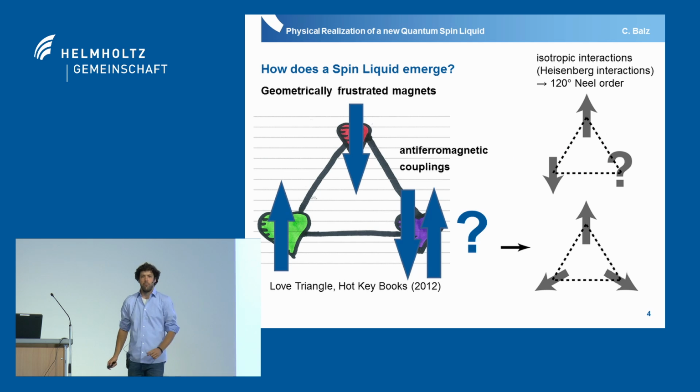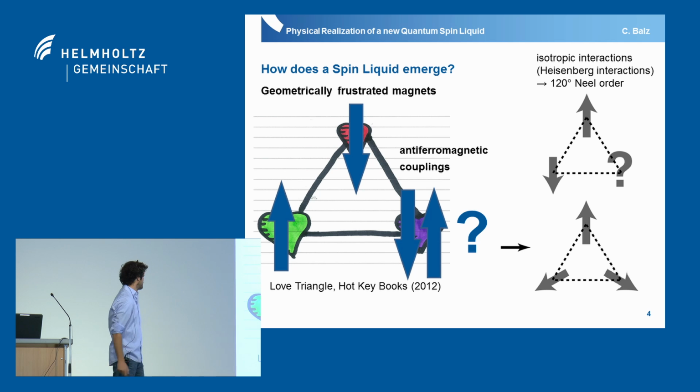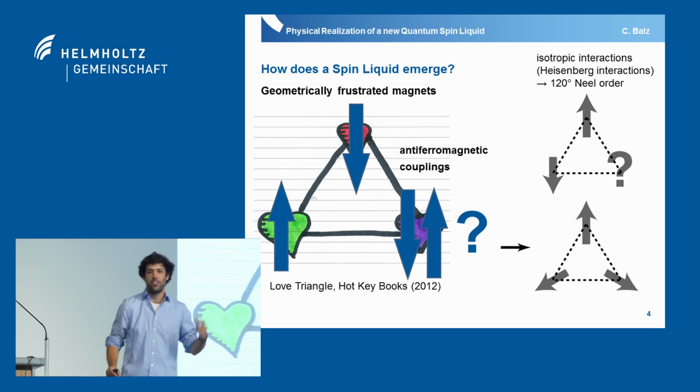So how does a spin liquid emerge? How do we end up in this new magnetic phase? I'm talking to you now about something we call geometrically frustrated magnets. This sounds surprising to a lot of people I talk to who don't work in this field. And how I want to introduce it is with something called the love triangle.